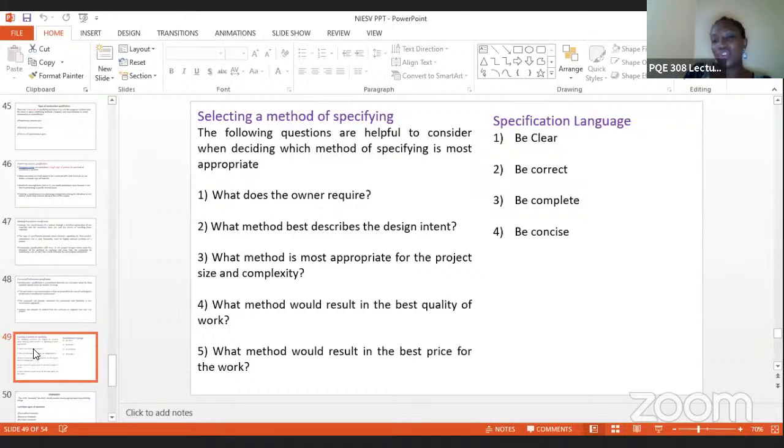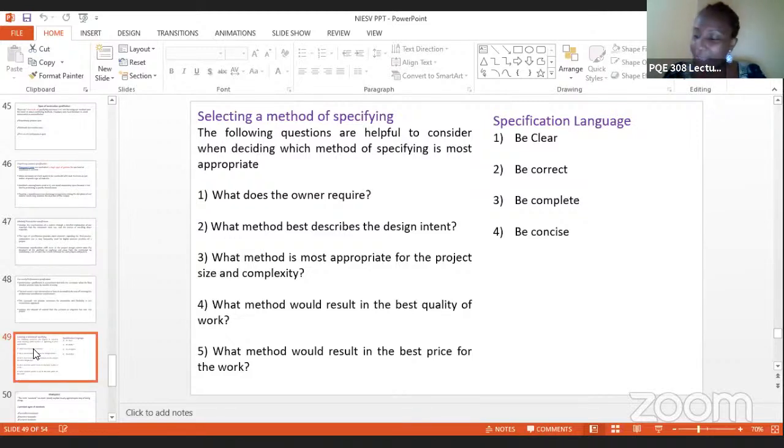Now, in constructing your specification language, you have to be clear. You have to choose words that would convey your message clearly to the people that are going to be using the specification.